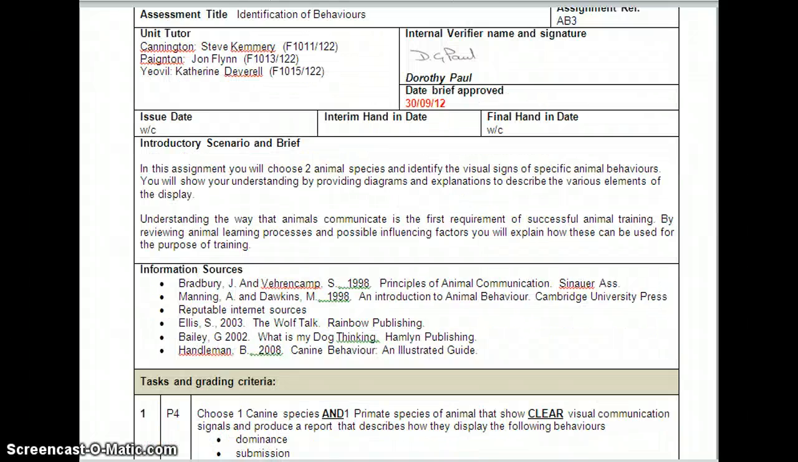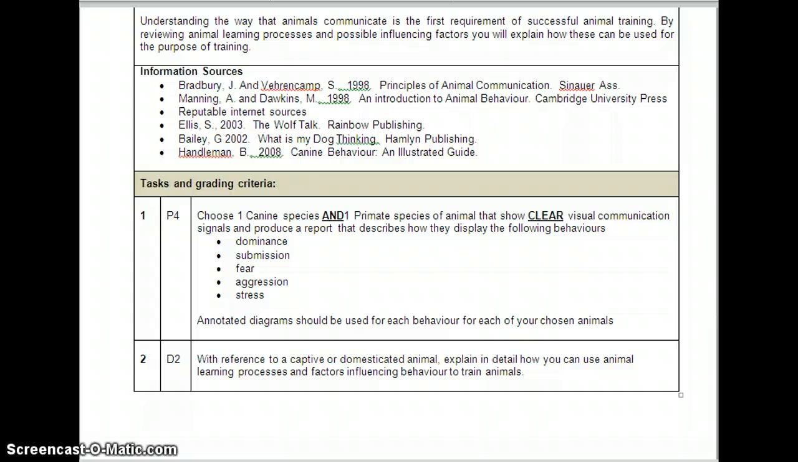Okay, so for this one, first task you need to choose one canine species, so that's dog, wolf, anything like that. Doesn't have to be captive or domestic, just choose one, and one primate species that show clear visual communication signals. Okay, so what you need to be able to do is show me dominance, submission, fear, aggression and stress in two animals, one canine and one primate.